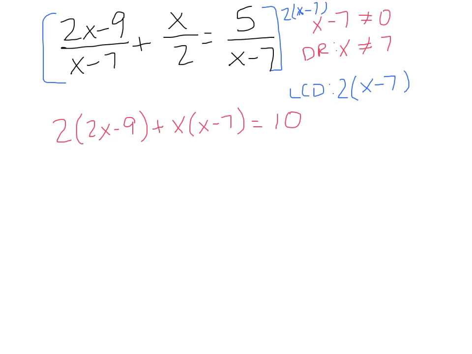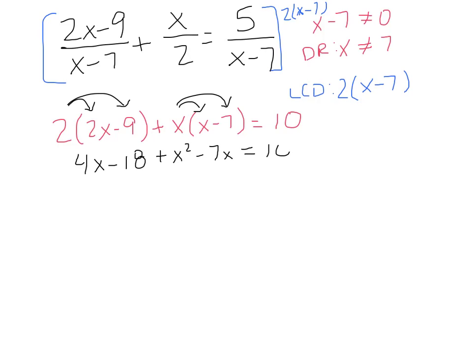Now let's do a little bit of distribution to see what we really have. I have 4x minus 18 plus x squared minus 7x. I know that this equals 10. Now again, let's do a little bit more simplification. I'm going to combine some like terms, and I'm going to rewrite it more in standard form. So I have x squared minus 3x minus 18 equals 10.